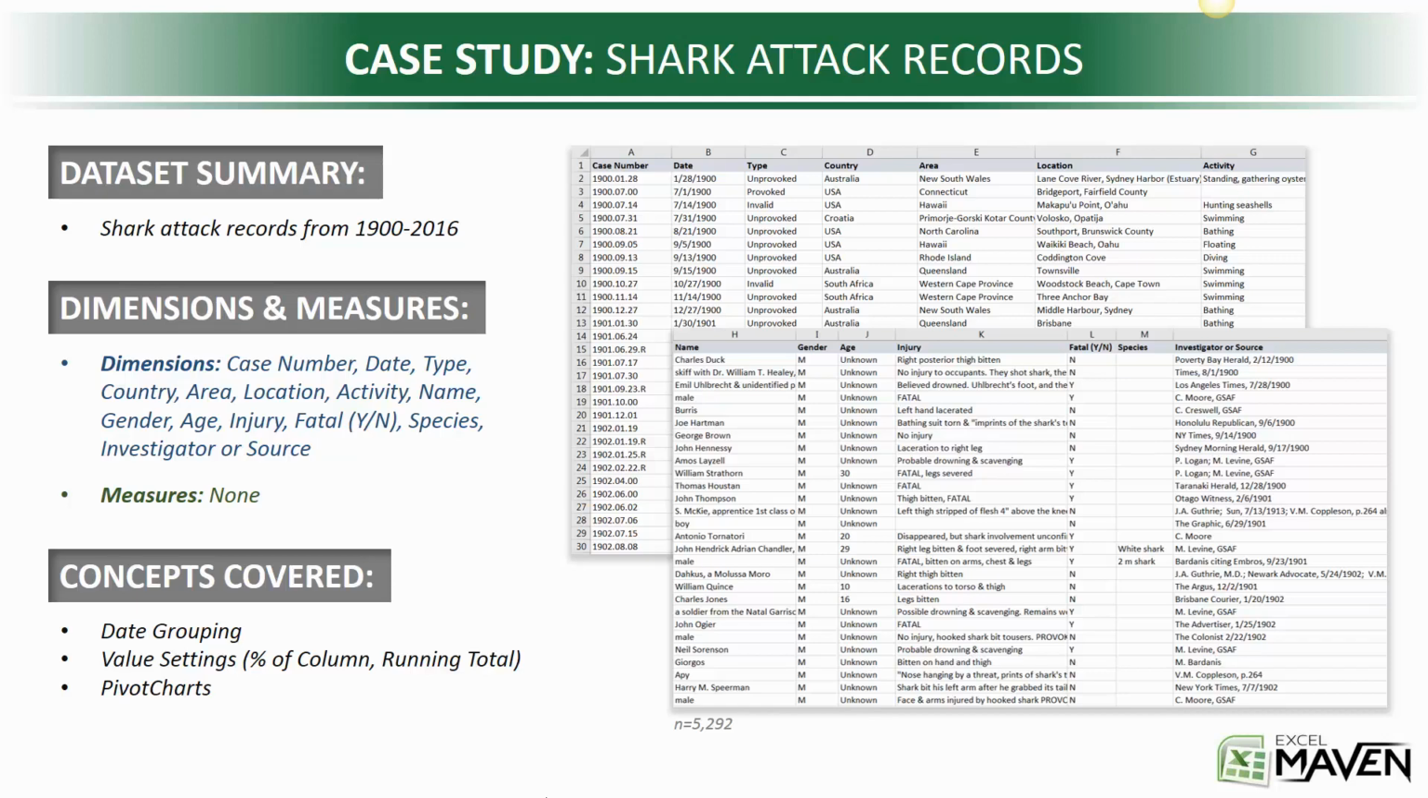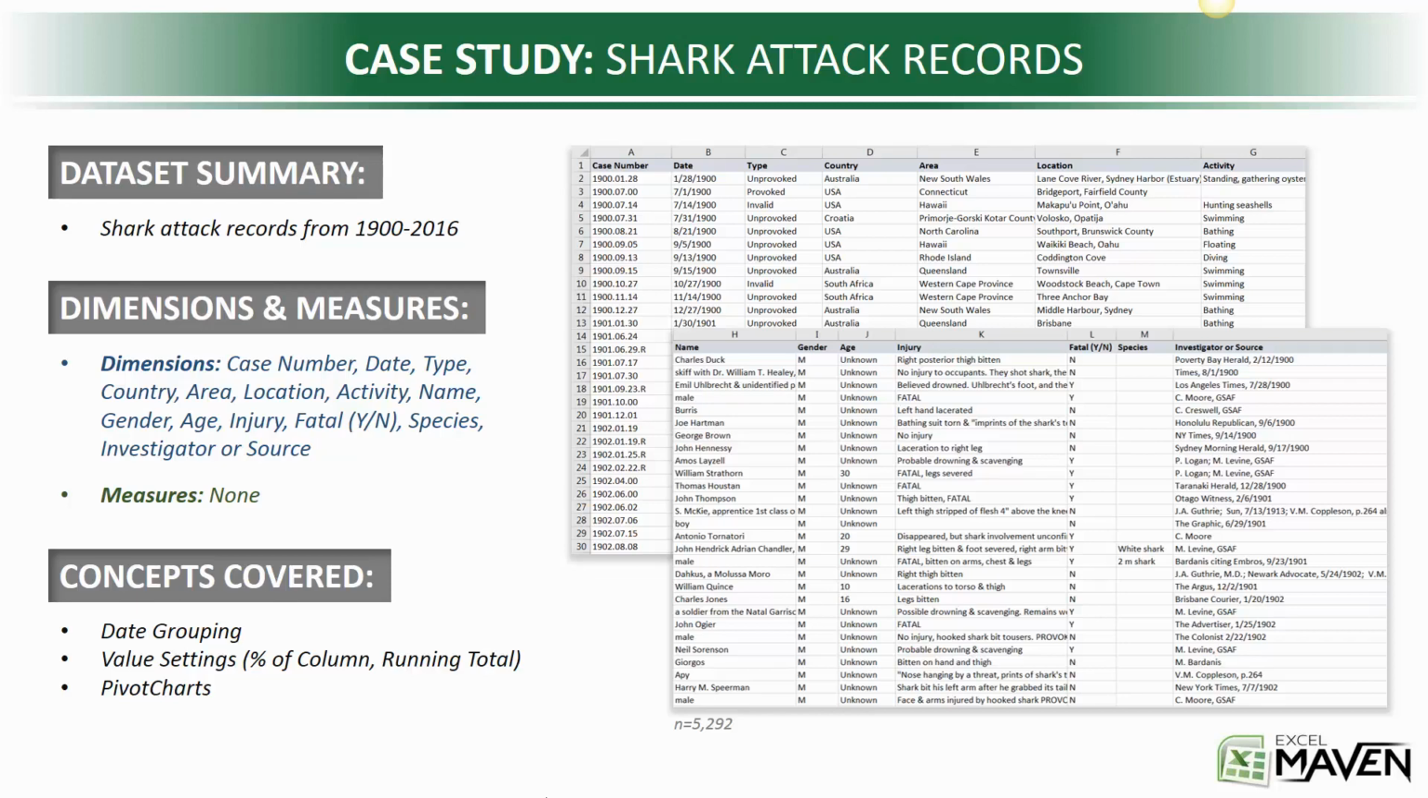We can cut the data by the type of attack, whether it was provoked or unprovoked, where it took place in terms of the country, area, and specific location, what activity the victim was engaged in when they were attacked, their name, their gender, their age, what type of injury was sustained, whether it was fatal, yes or no, even the species of the shark and the investigator and where the source came from. All of this is included in these shark attack records that we have on hand. So really, really rich data set to use for all sorts of different types of analyses.